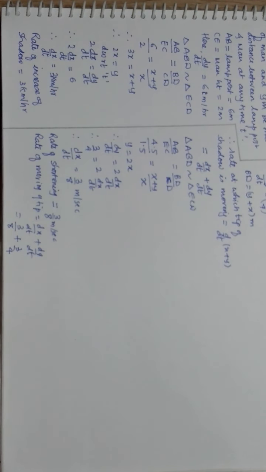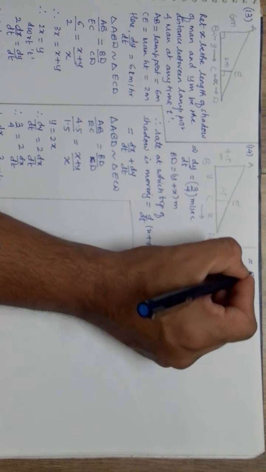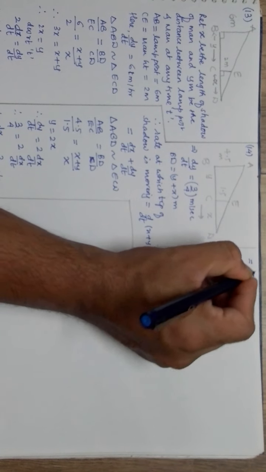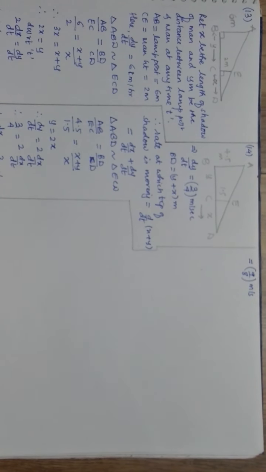So solving we get 3 by 8 plus 3 by 4. So that will become 4 2s are 8, 3 2s are 6, that is 9 by 8. That will be 9 by 8 meters per second. I suppose you have got it. Both the questions were same, only the one particular part was little bit different.